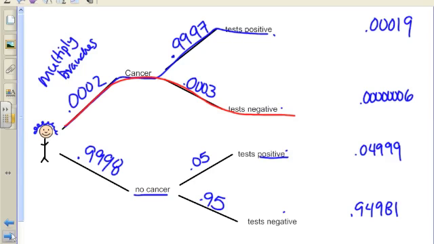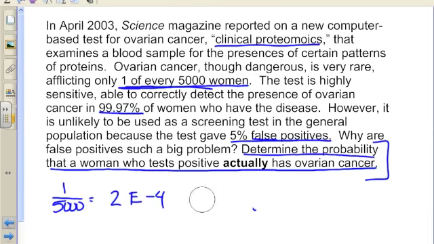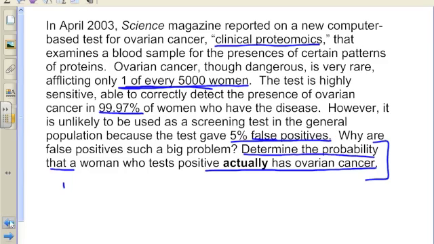Now I haven't actually talked about the question. This was my way to get organized, make sense of all my information. So let's go back and take a look at what we're really being asked to do. Okay, we're done with scientific notation. I've underlined in blue here what we're being asked to do. Determine the probability that a woman who tests positive actually has cancer. So they've given us two pieces of information here. The woman who, excuse me, I wanted to highlight that in red. A woman who tests positive actually has the cancer.